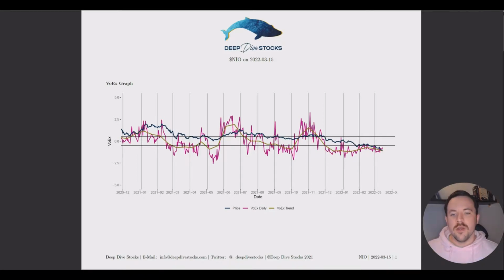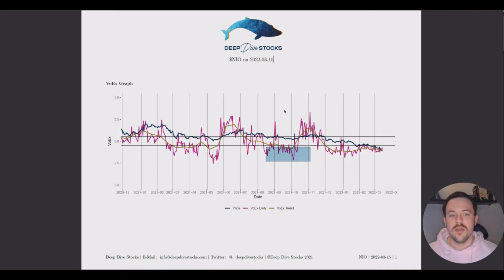But mainly, there's two components of VoEx that are most important, and that is the magenta line, which is the VoEx daily, and then the tan line, which is VoEx-trend. The ideal is when VoEx resides nicely within these two horizontal lines. We denote that as the zone of stability. However, when VoEx moves outside of those lines, either above or below, that indicates that the stock is unstable, and this instability can be provoked by several things, and it has statistically relevant price action that follows.